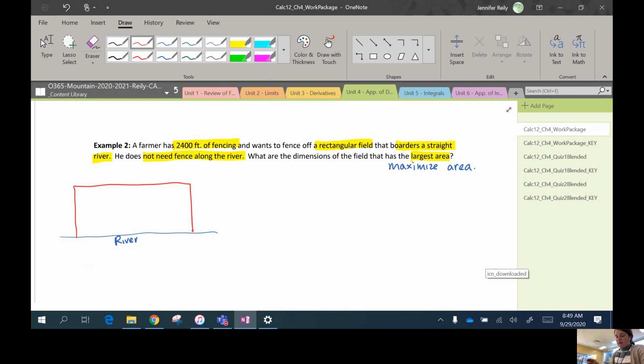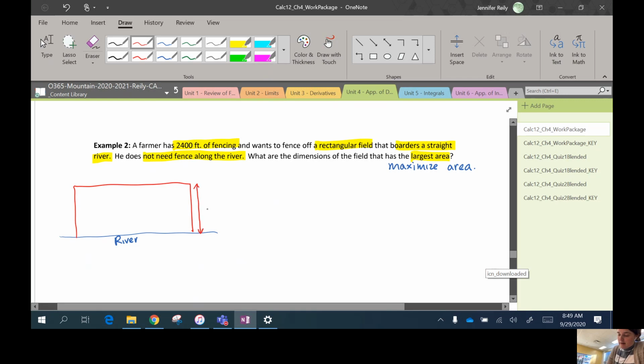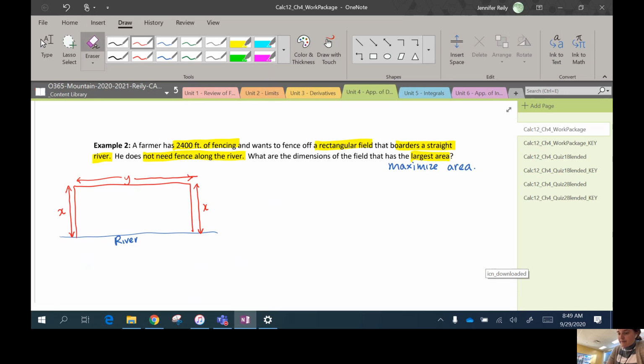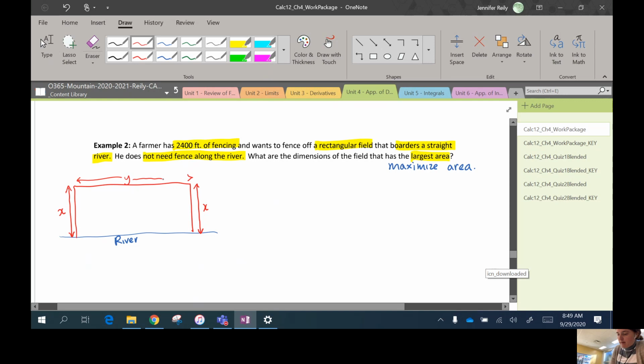And I'll use X and Y again, although you can use L and W for length and width of the rectangle. It doesn't really matter as long as you define them. So I'm going to make X the width of this fence and Y the length. So let X and Y be the length and width of the rectangle. Okay, so you need a diagram if applicable, and you also need a let statement.